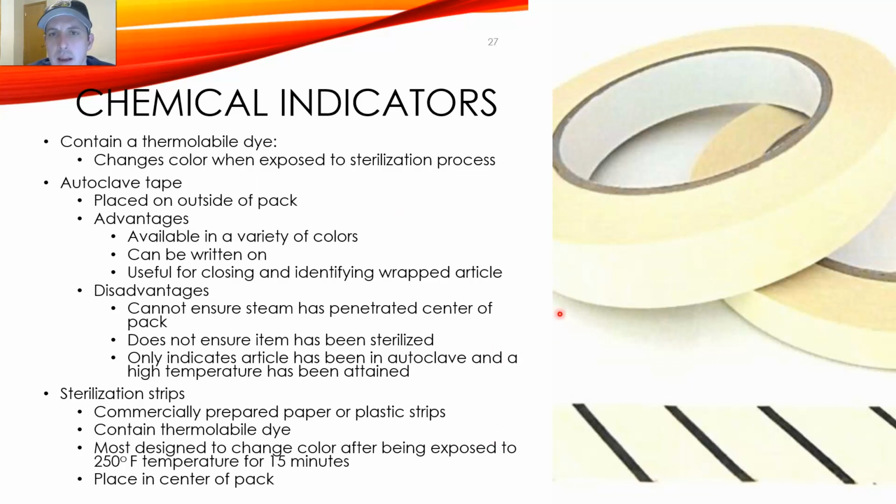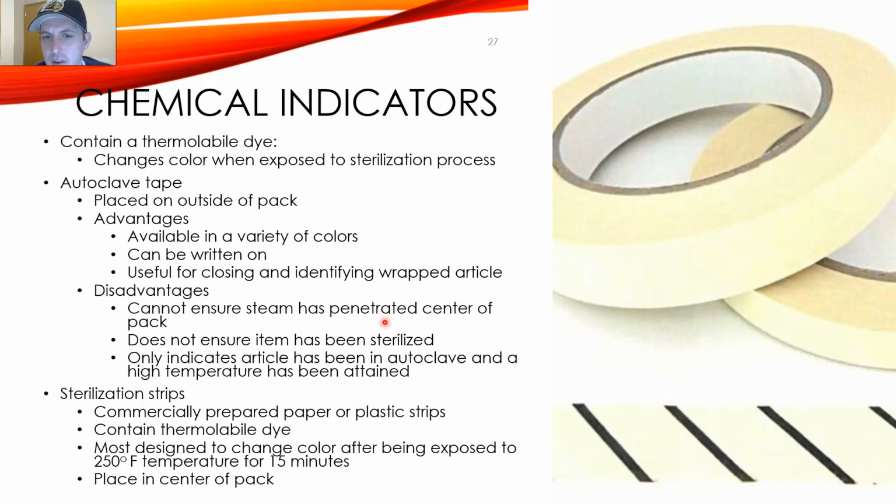So the most common type of indicators are chemical indicators, and these just have a certain dye in there that changes colors when it's exposed to the chemical process. So you can see here in the autoclave tape, it starts off clear, and after it is exposed to steam, it changes color, and so that way you can tell that this pack has gone through the autoclave already. The nice thing about the tape is it's on the outside. You can easily write on it so you can see what things are, and it's useful for closing and identifying the wrapped article.